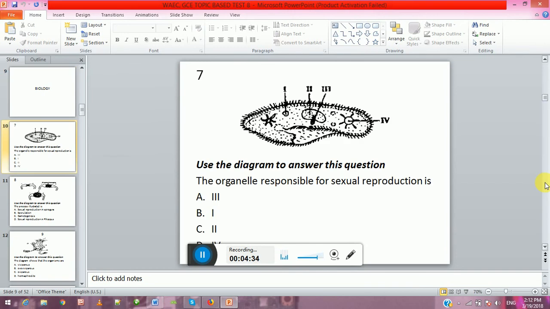Biology. Use the diagram to answer the question. This question: the organelle responsible for sexual reproduction is A. I, B. I, C. I, D. IV.